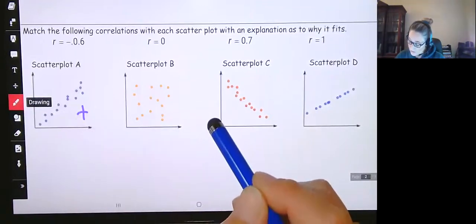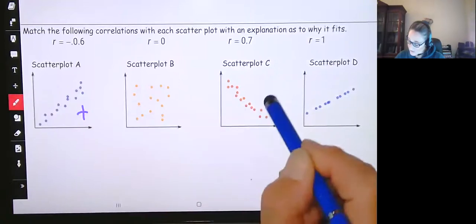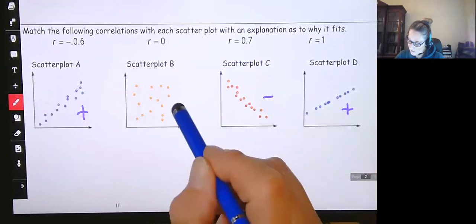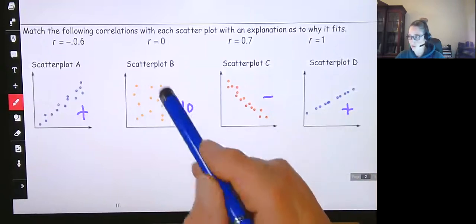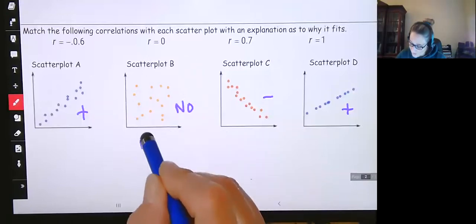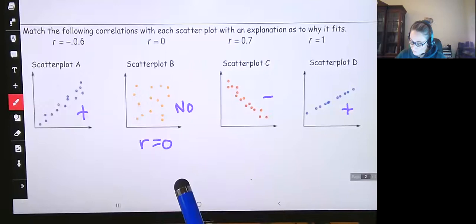Positive. This one is a negative. It's going down. This one is a positive. This one, I would say there's no correlation. You can't tell whether it's increasing or decreasing. So that means that this R is 0.